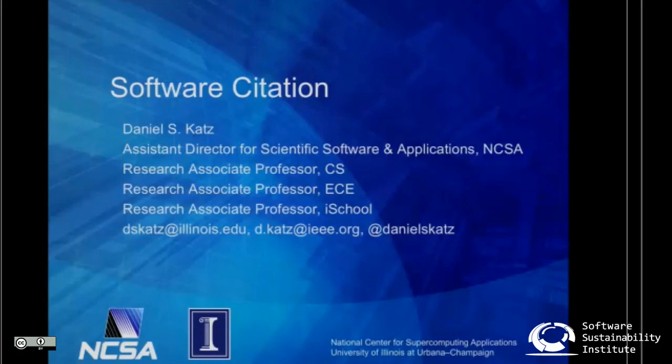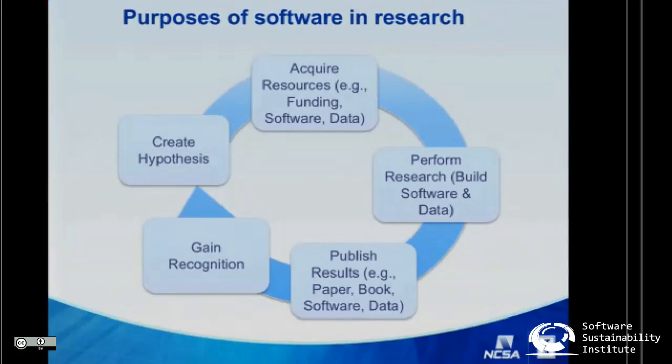So just to start off then, one of the key things is to think about how software is used in research. This is a very simplified diagram of research as a subject. It's not exactly right, but it's good enough for this. The key thing is that there are three places where software shows up.